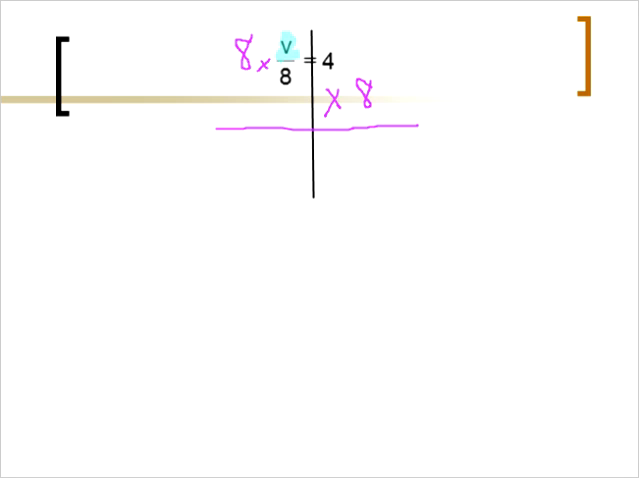So again here, 8 divided by 8 is 1b, or we just say b. And 4 times 8 is 32. So we get the answer of b equaling 32.